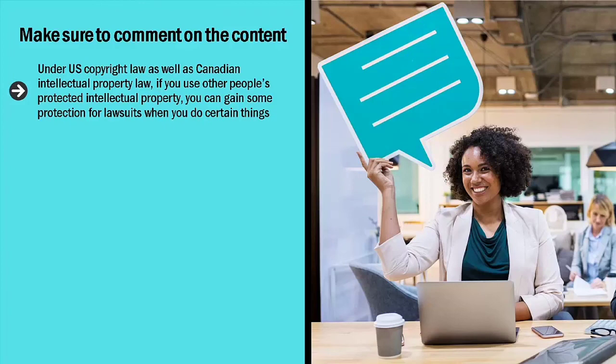Under U.S. copyright law, as well as Canadian intellectual property law, if you use other people's protected intellectual property, you can gain some protection for lawsuits when you do certain things. First of all, your sharing of the content must have some sort of commentary. Either you're sharing it for news value or you're sharing it to foster conversation. This is how the fair use doctrine works. It is all about opening up copyright law to allow for genuine discussion. This way, when you comment, you are triggering the fair use doctrine.